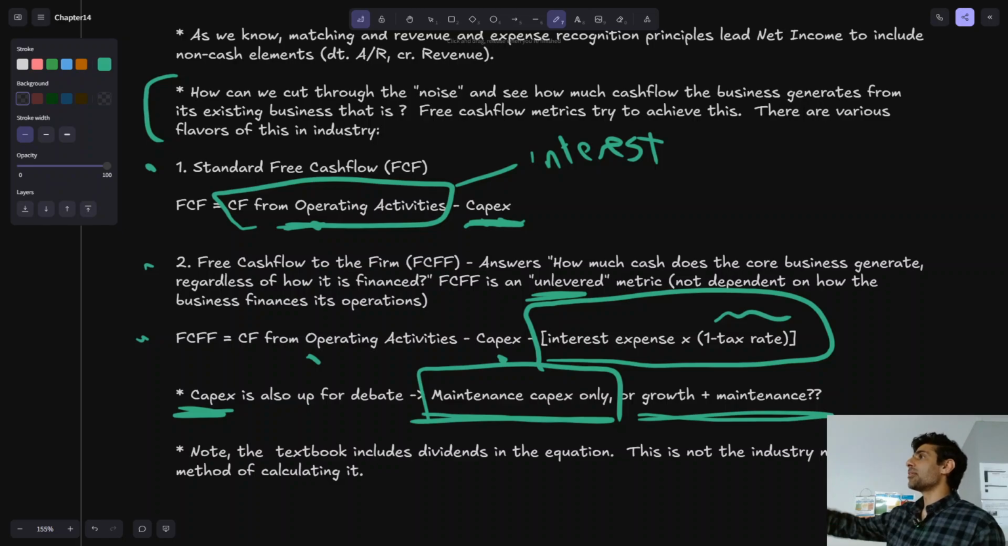Because if a business is in a growth phase, they may be investing a lot more. If a business is not managing well, they may not be investing enough to maintain the business. Their investing cash flow may be less than the depreciation expense. So again, these are things that you as a business analyst will have to make a judgment call on.